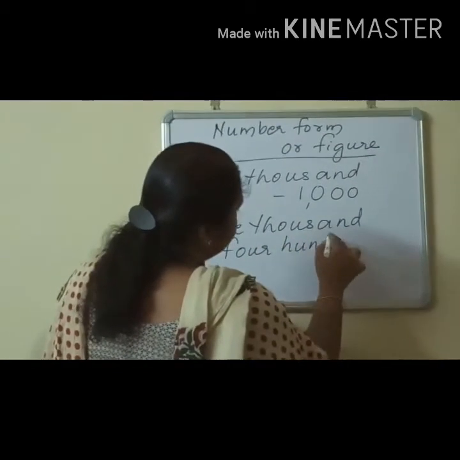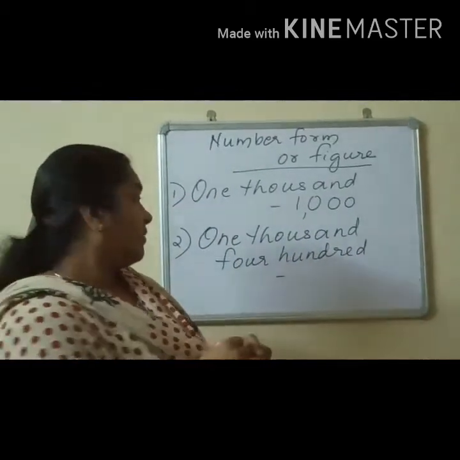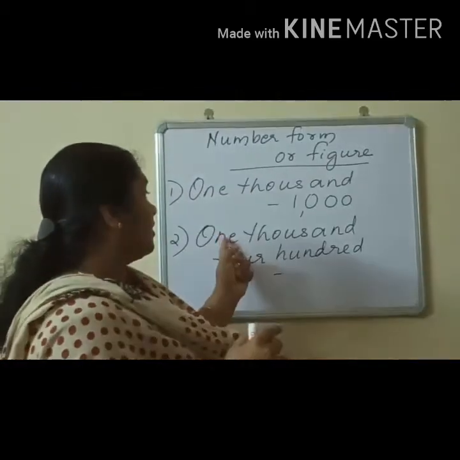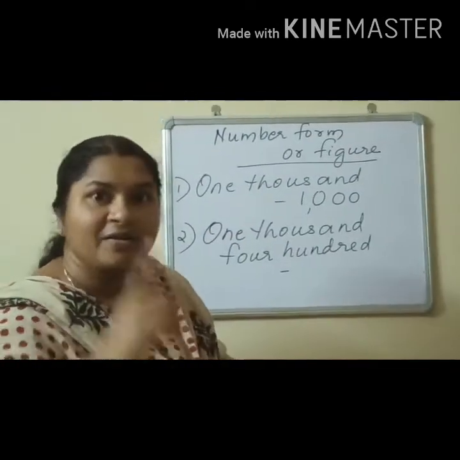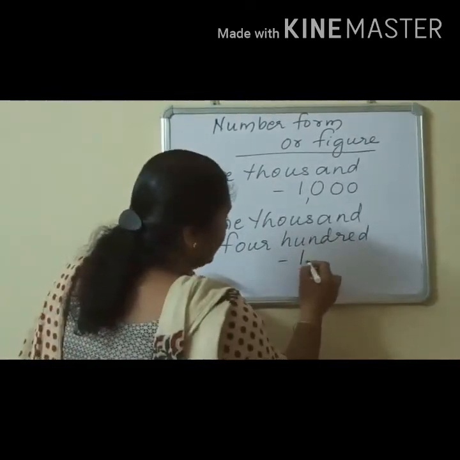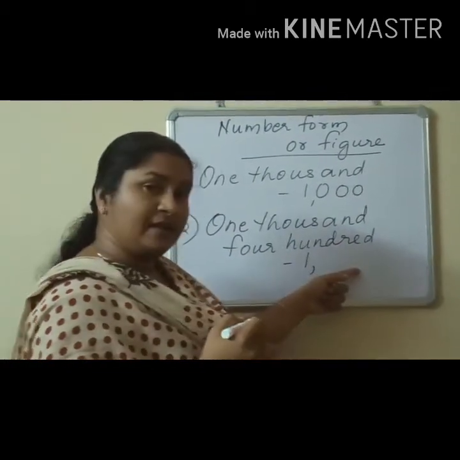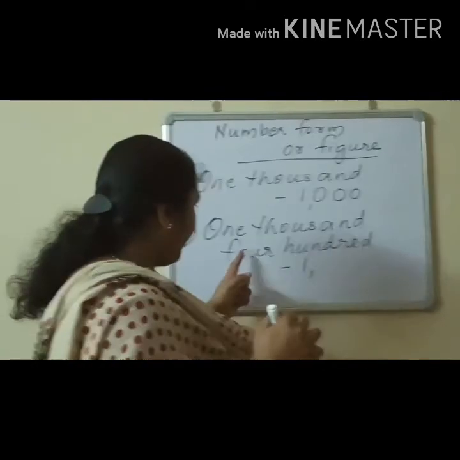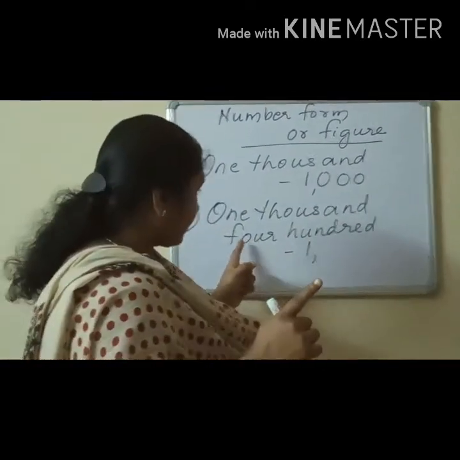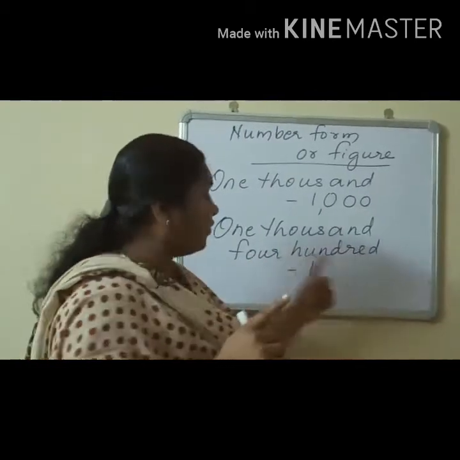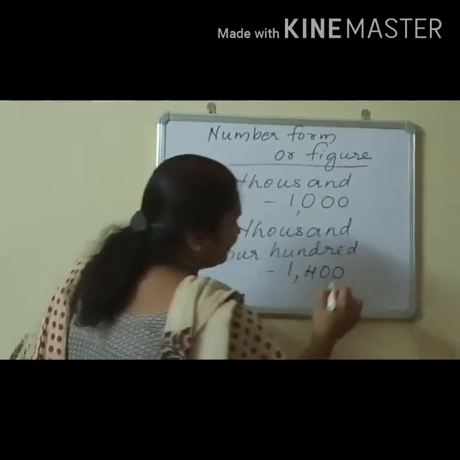Another number. 1400. How to write? First we have to look how many thousands are there. How many thousands are there? 1. So 1000, and here how many digits should be? 3. Do we have 3 digits? So after 1000 we have 400. 400, how to write? 400.